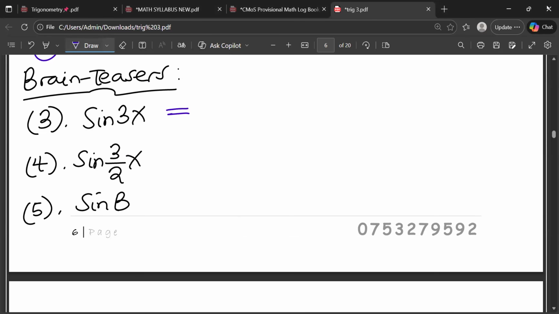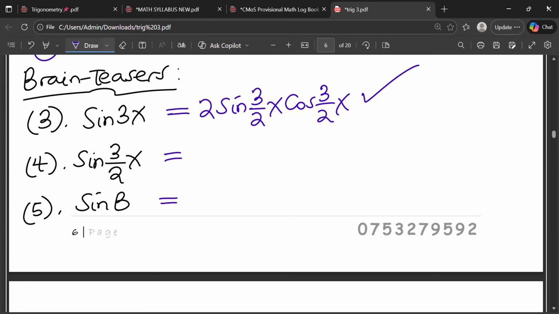Okay. It is the first, number 3. Number 3 is 2 sine, sine 3 over 2x. 3 over 2, because when you have 3, you get 3 over 2. Then cos 3 over 2x. That is very good. And these are the things that make trigonometry hard. Thank you so much.